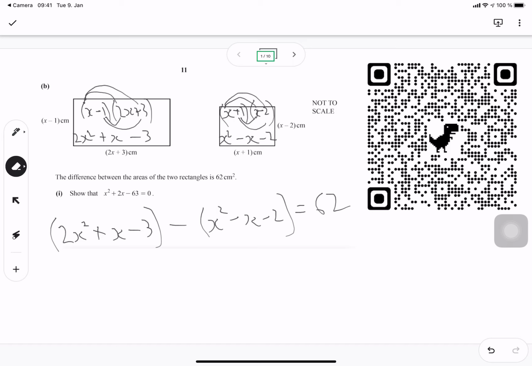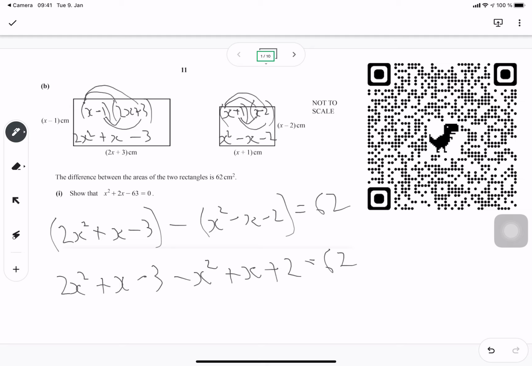So 2x squared plus x minus 3. And so I'm taking away x squared, so that's still going to be taken away. The next one, I'm taking away minus x, so that's actually going to be plus x. And then the next one, I'm taking away minus 2, which is going to be plus 2, and that is equal to 62.